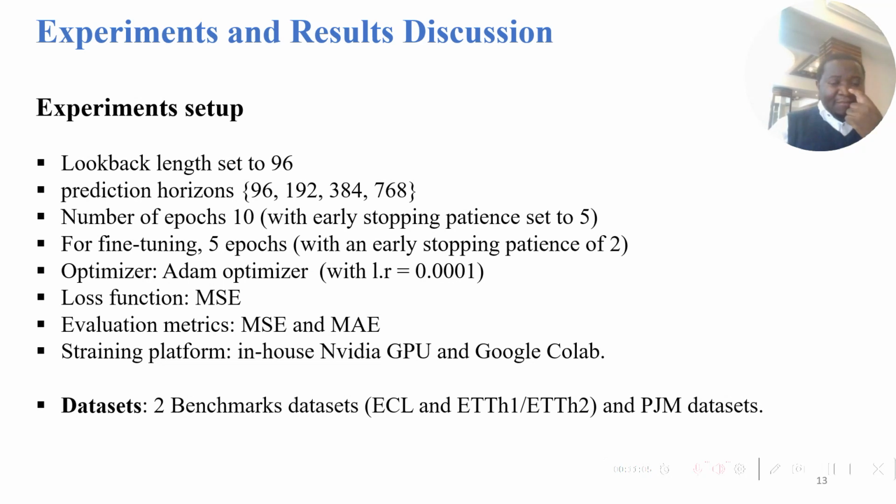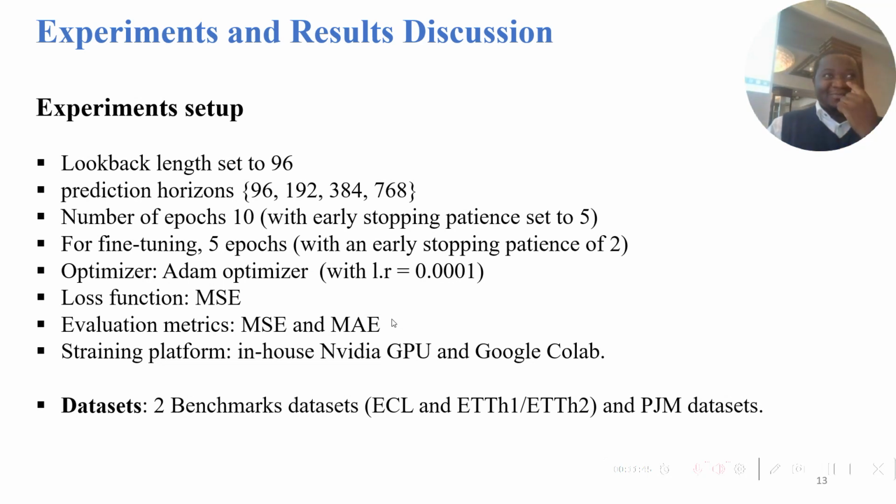And because this is long-term forecasting, especially for the prediction horizon, starting with 96 points, we're trying to predict in the future 96 points, 192 points, 384 points, and 768 points. So you can really see that it's actually a long-term prediction. In the training, we're using 10 epochs with early stopping patience of 5. But for the fine-tuning transfer learning technique, we just use 5 epochs, and we use the Adam optimizer, loss function MSE, evaluation metrics MSE and MAE.